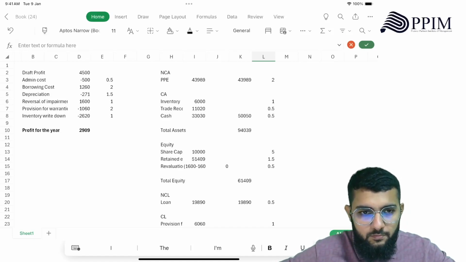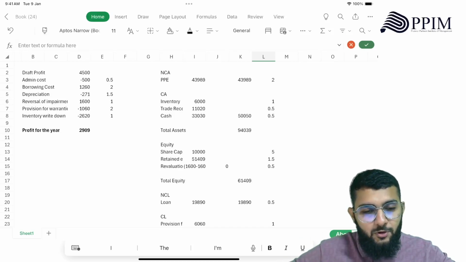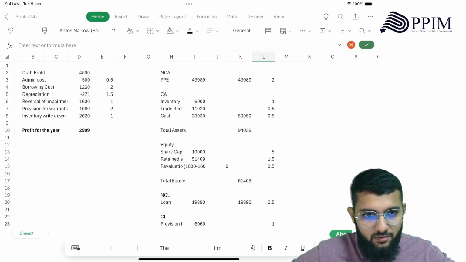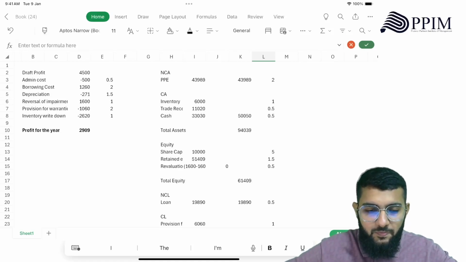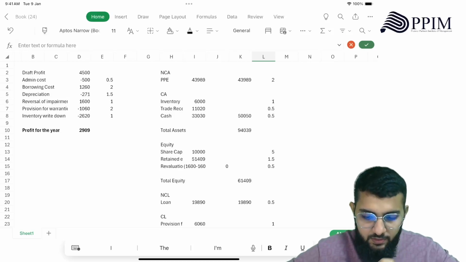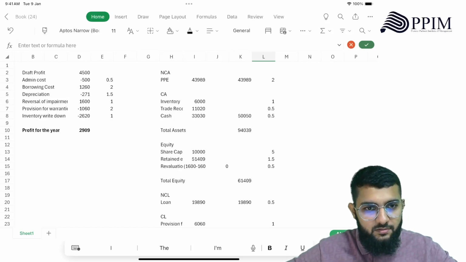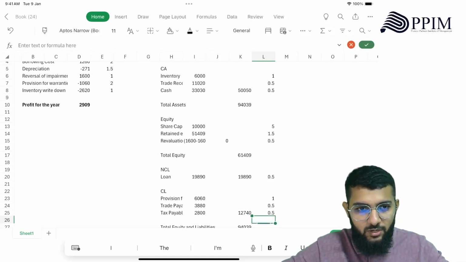Revaluation, I got it wrong. 0. Retained earnings, did you use the profit that you arrived at? Yeah. Did you deduct dividends from that? You get that full marks. But then I made another mistake. Did you take the free marks? Did you get the free marks? All of them? Then loan you screwed up. Okay.